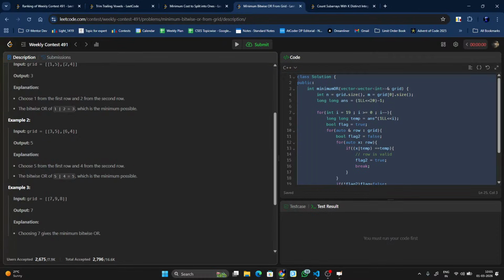Do you have any doubt in the second problem, Sushant? We need to prioritize the MSB. Yes, I will cover that in the third one.